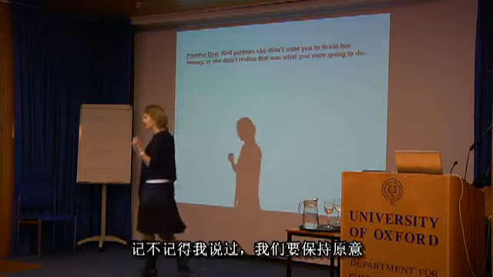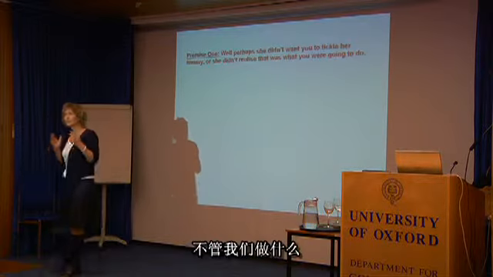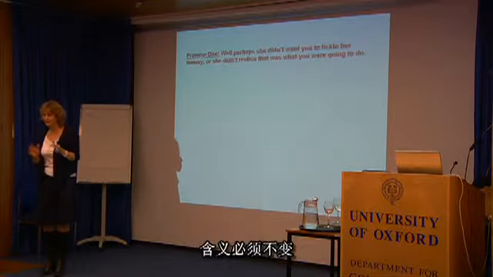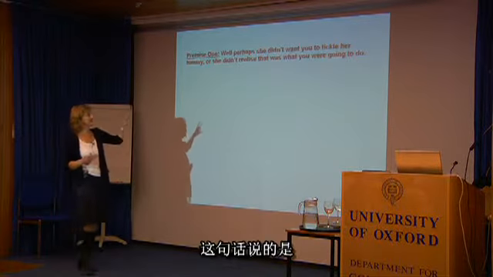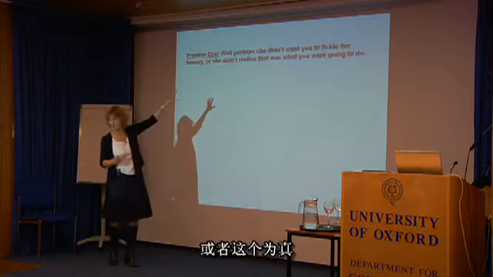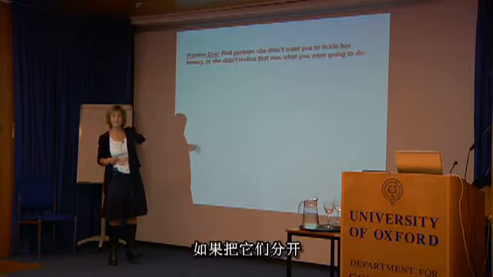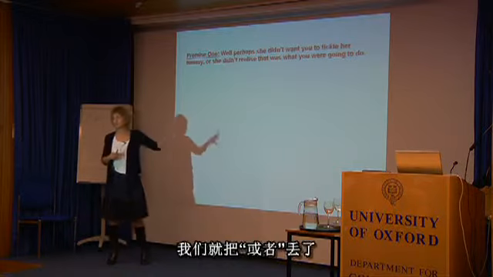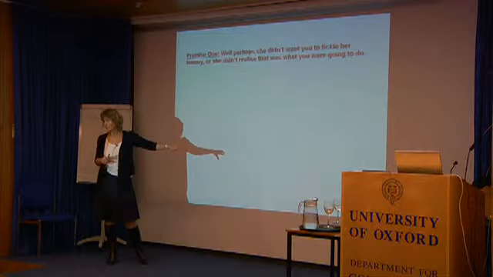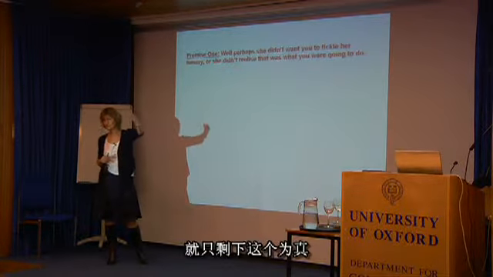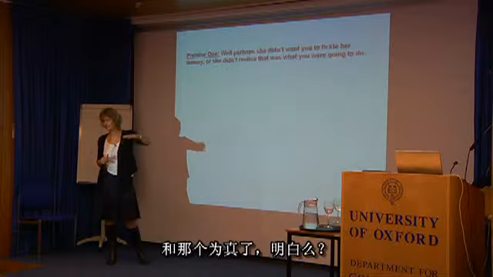Well, think about what we're doing here. Do you remember I said we've got to keep the meaning? The meaning has got to be the same, whatever else we do. Now, this sentence is saying either this is true or this is true. Is that right? Okay, so if we separate them, we've lost the "or", we've just got this is true and this is true.